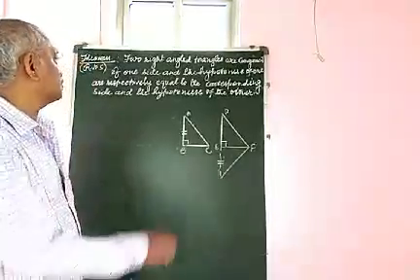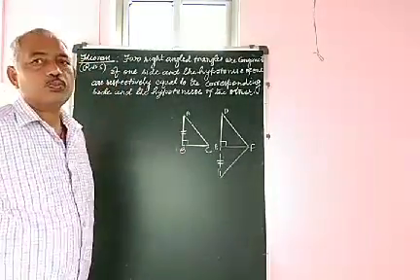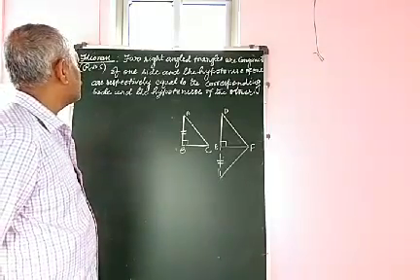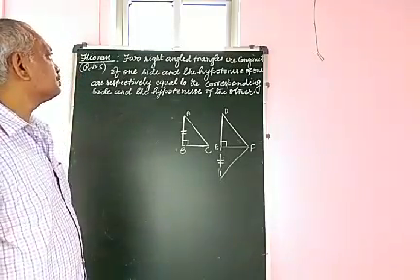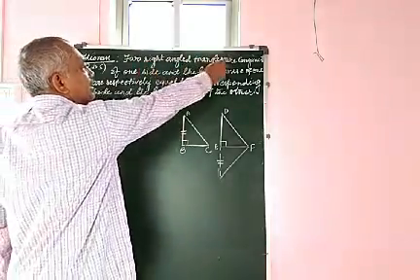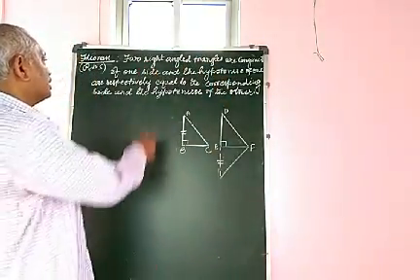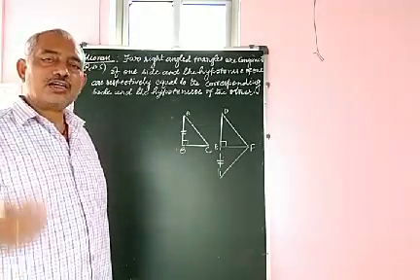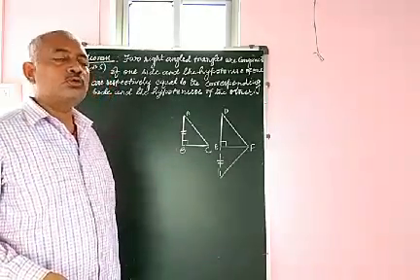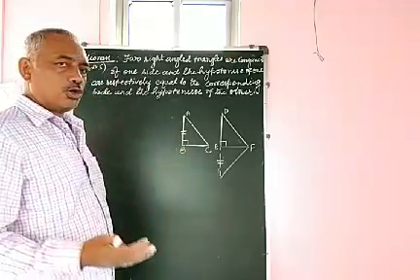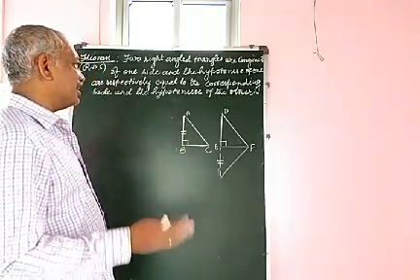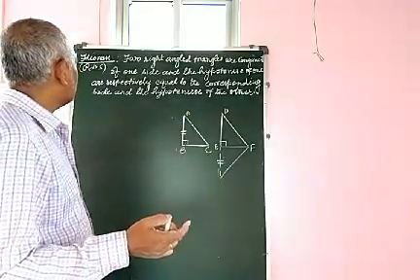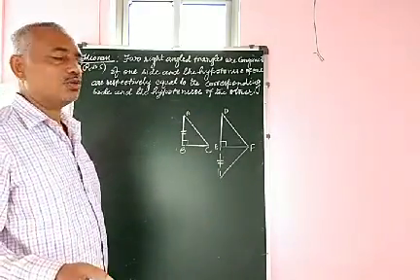Good morning, students. Today I am going to prove the RHS theorem. The theorem is: two right angle triangles are congruent if one side and the hypotenuse of one triangle are respectively equal to the corresponding side and the hypotenuse of the other triangle. This is called the RHS theorem.